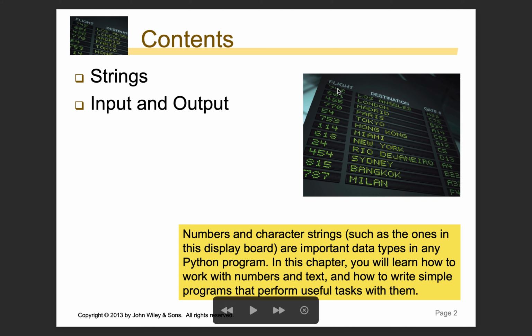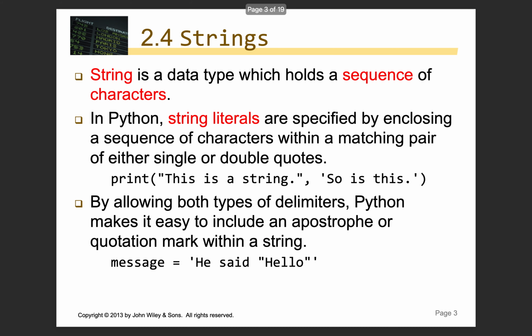So again, we've got this idea of a flight billboard. In the first column, we've got the flight numbers, and these were numbers. We typically represent these as integers. And then we've also got destinations, which are a series of characters, and these would be represented by things called strings. So a string is a data type which holds a sequence of characters.